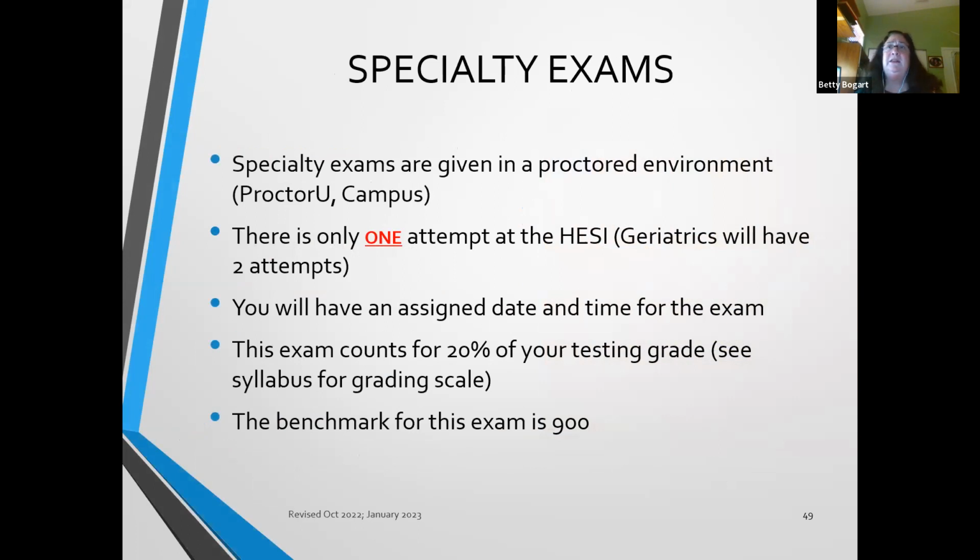Specialty exams will be done according to your campus, which means I have no control. Last semester, we had 2 out of 16 campuses that did ProctorU. Most of them did it in an on-ground setting. When is it going to be given? I don't have control over that. They usually will be getting that information in a couple more weeks. And any questions, go to your dean or assistant dean, and they can tell you when the HESIs are going to be scheduled.